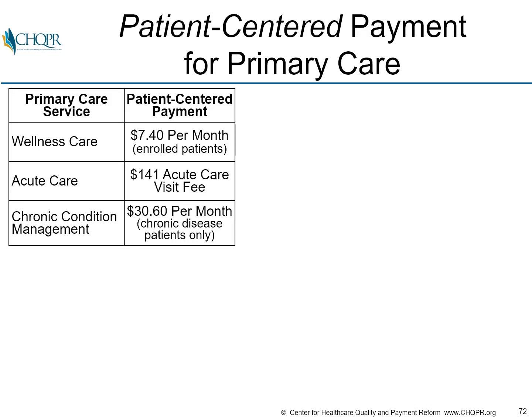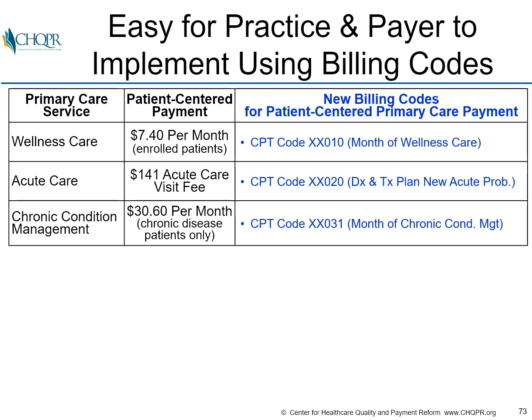This is a patient-centered payment system for primary care. The payments are based on what each patient needs. The primary care practice is not paid more simply because it provides more services. This is a very easy payment system for both the primary care practice and any health plan to implement. A small number of new billing codes would be created, one for each of the individual types of payments. The primary care practice would then submit these billing codes each month for each patient who received the service, and the health plan would pay the appropriate amount for that code.